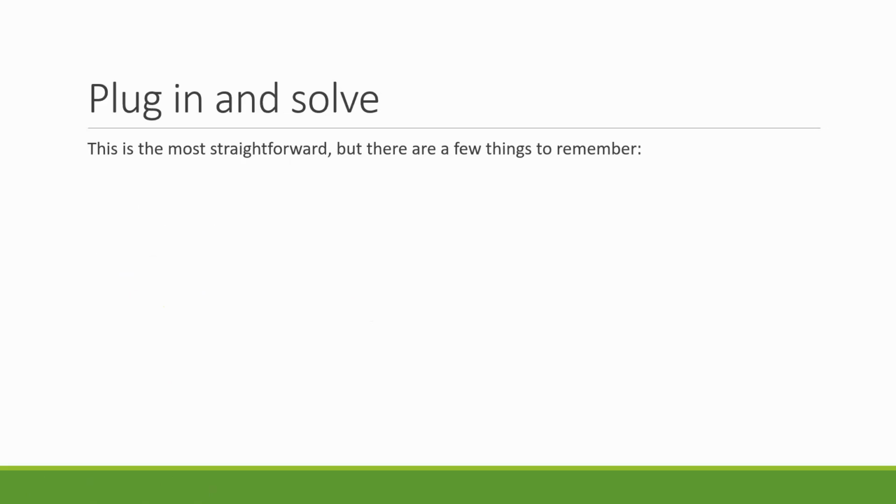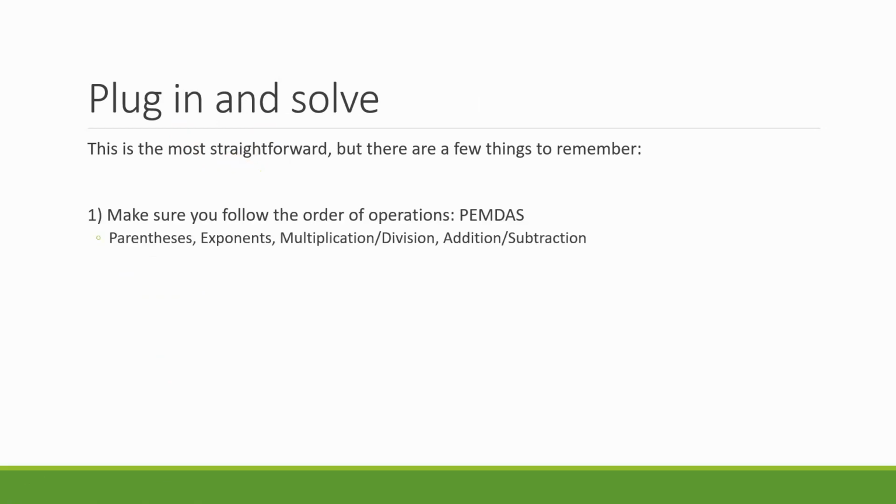So we'll go through these in order, with the first being the simple plug in and solve. It's the most straightforward, but there are a few key things to remember. First of all, make sure you follow your order of operations. If you don't remember that, the expression is PEMDAS for parentheses, exponents, multiplication or division, addition or subtraction. So do anything in parentheses first, then anything with exponents, then anything with multiplication or division, those two are equal, and finally anything with addition or subtraction. Those two are equal.